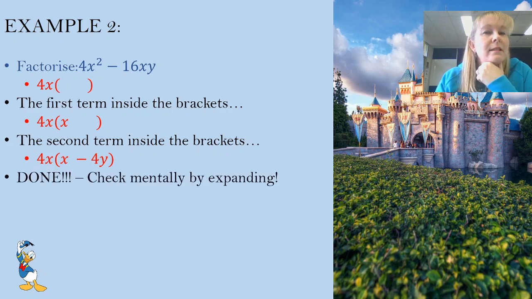And I'm not quite done until I've done a mental check. So I start again, 4x times x, 4x squared, good. 4x times negative 4y gives me negative 16xy, also good. Ready for the next example.